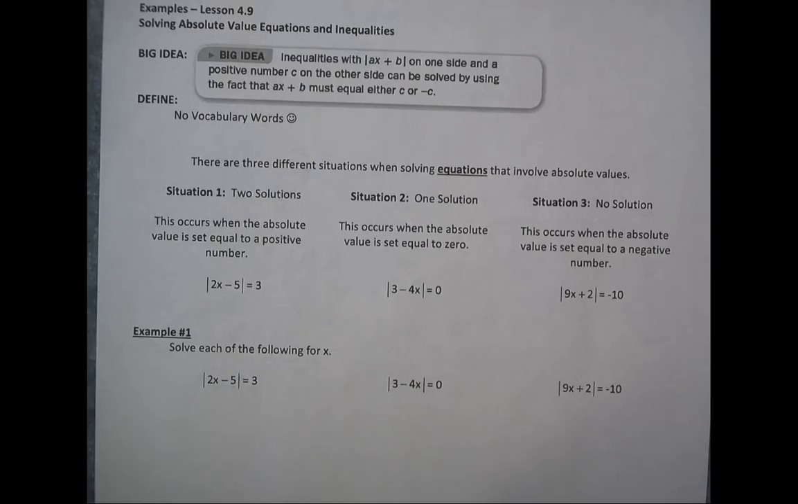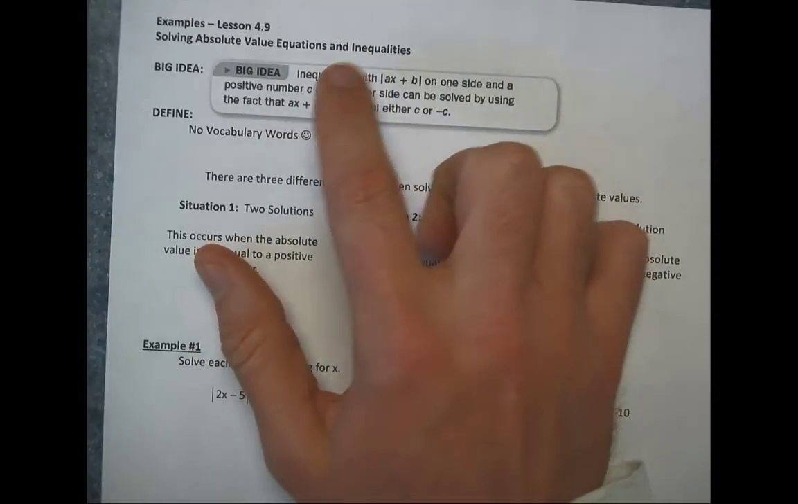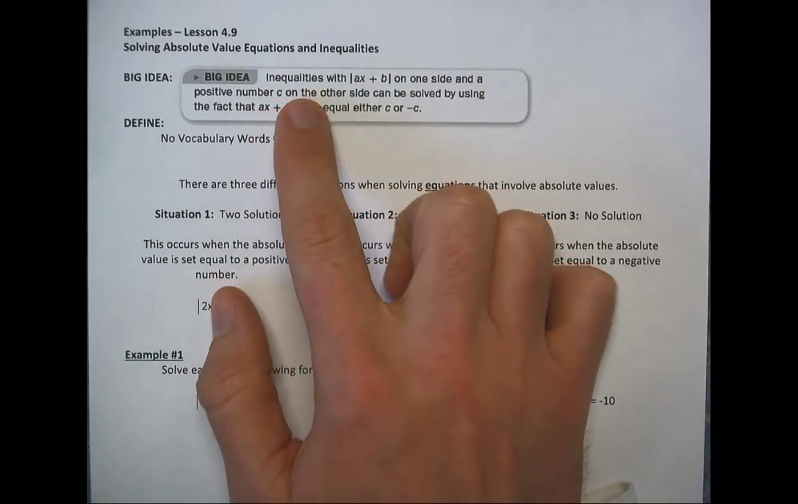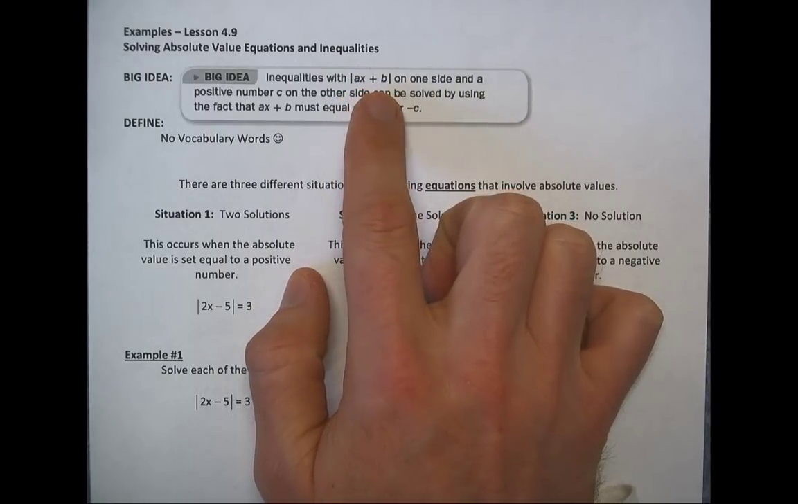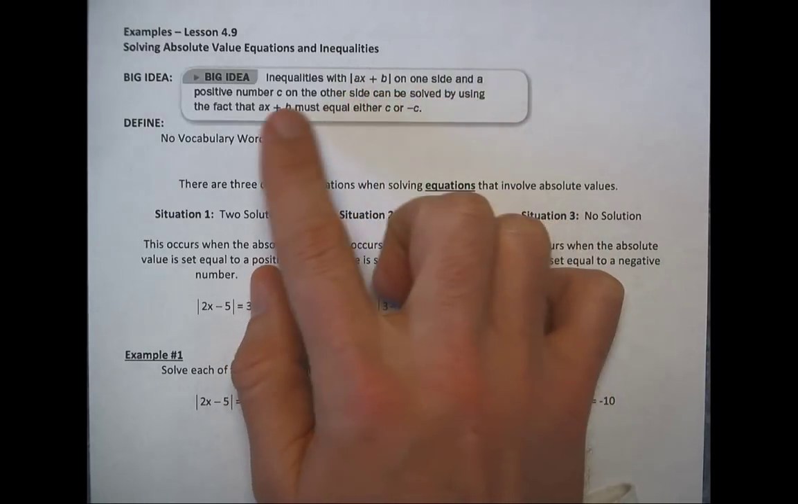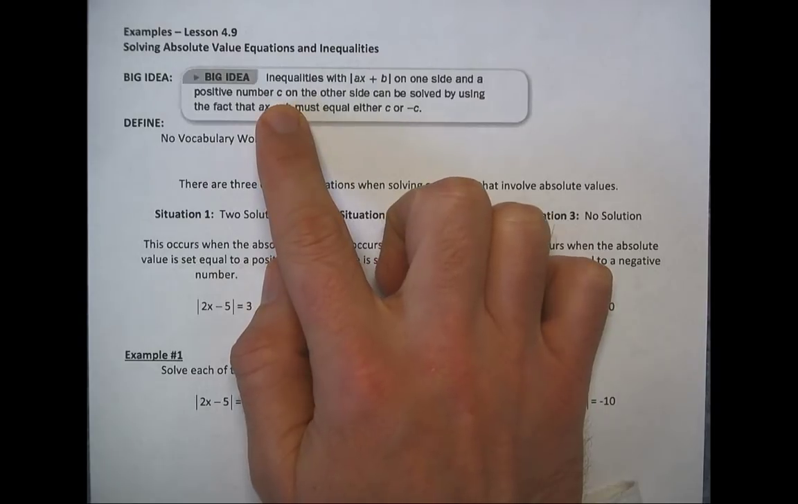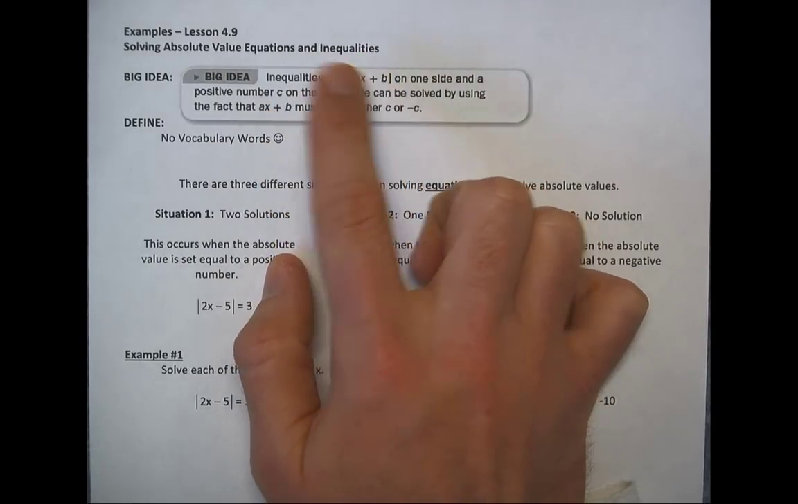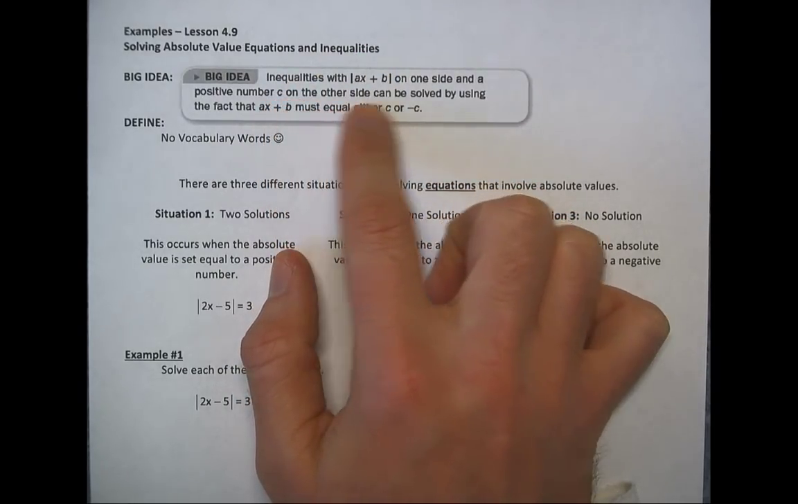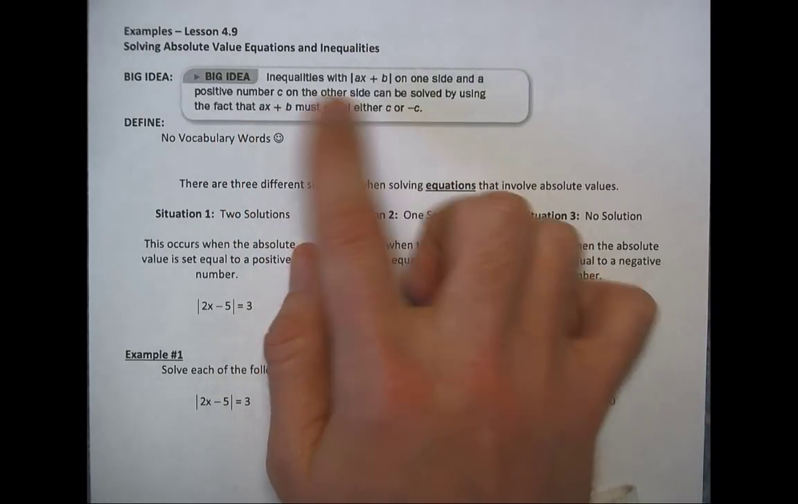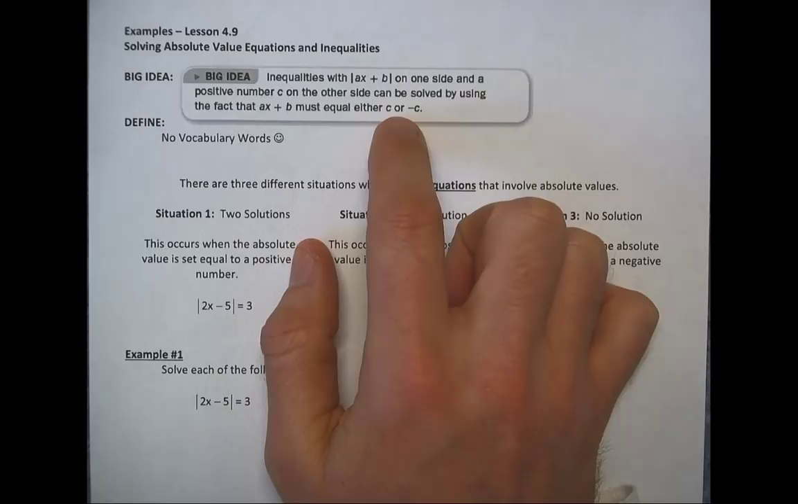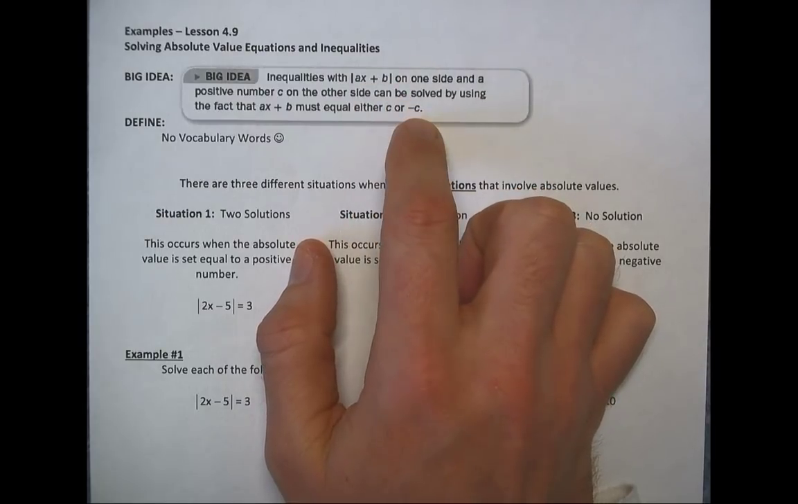It could be, as we've talked about in the last section, a plus or a minus. So we're going to represent these with absolute value. And the big idea is inequalities with the absolute value in this standard form that we're used to, ax plus b, on one side, and a positive number c on the other, because it must be positive. It's the absolute value of something, it's got to be positive. They can be solved by using the fact that this must equal either c, so the positive, or it could have equaled the negative version.